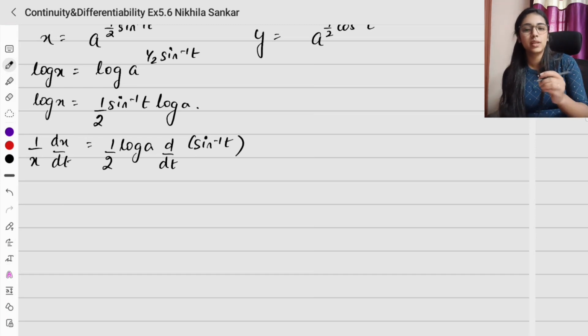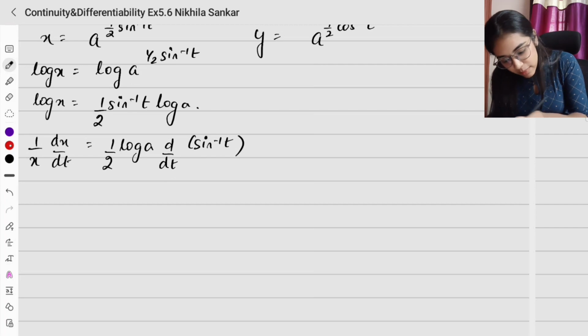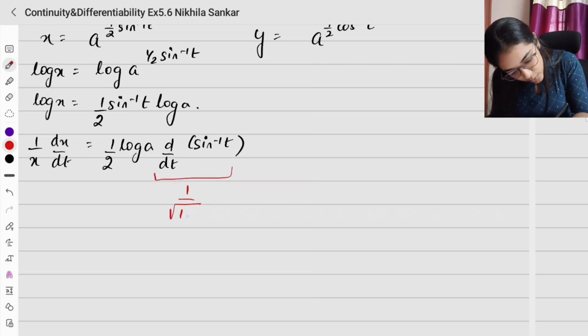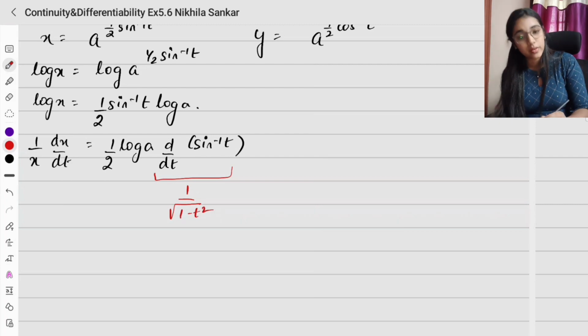By solving so many questions, you have to remember that d by dx of sine inverse t is going to be 1 divided by square root of 1 minus t square. You have to remember this. I've solved a lot of previous questions. You have to remember this particular thing.